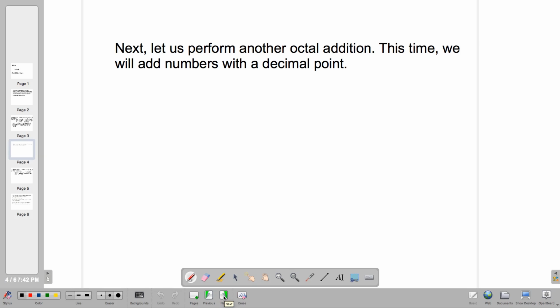Next, let us perform another octal addition. This time we will add numbers with a decimal point.